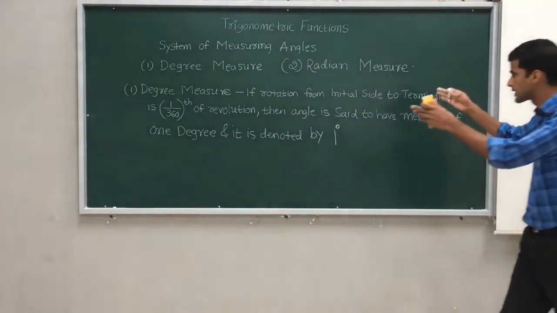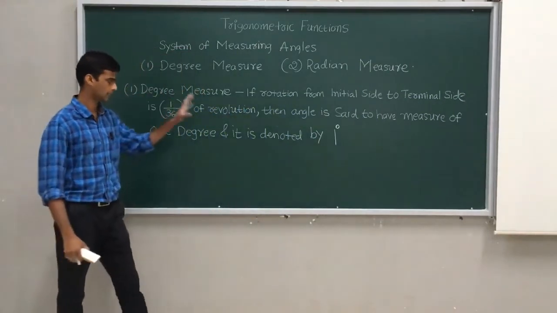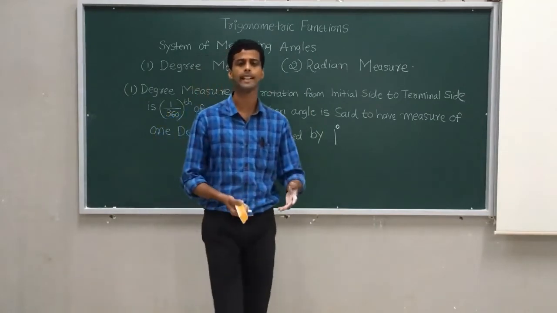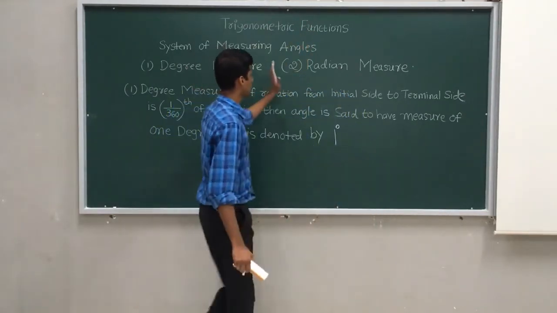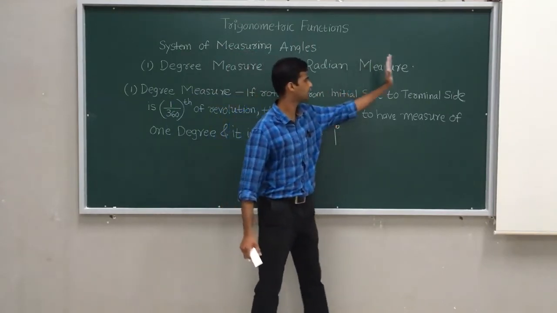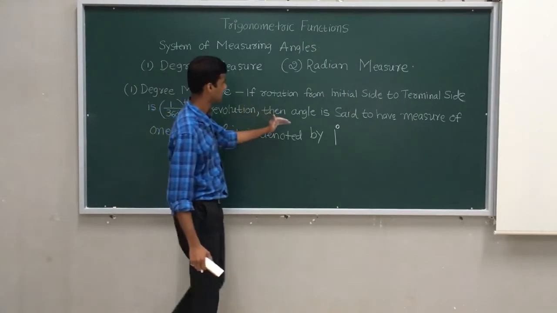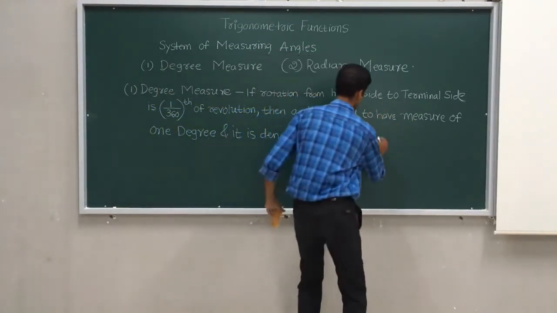Now you have got this definition. Degree measure means what? They have defined 1 degree. If you know 1 degree, then only you can define for 30 degrees. If rotation from initial side to terminal side is 1/360th of a revolution, the angle is said to have a measure of 1 degree. What do you mean by this?